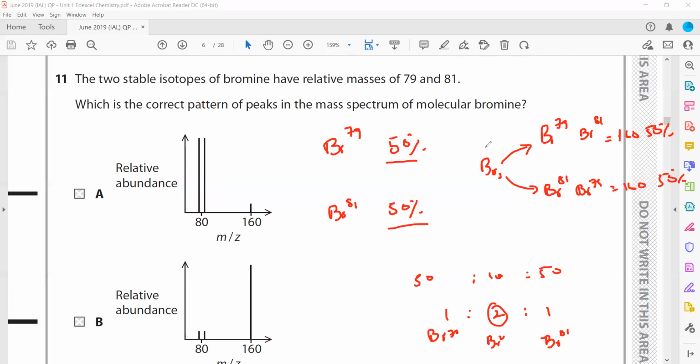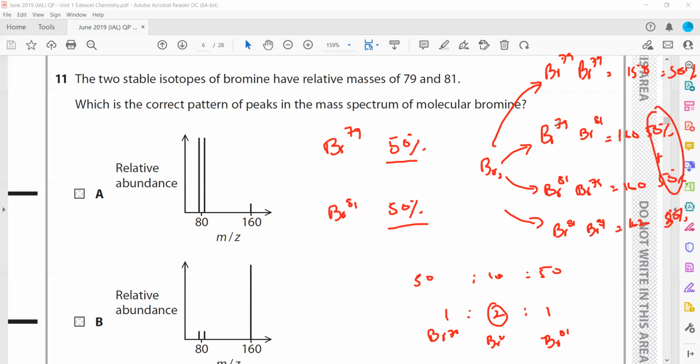And the second possibility, how many peaks per molecule will be there? Maybe both of the two atoms in the molecule are 79. If both of them are 79, we'll get a peak at 158, and this will be 50%. And if both of them are bromine 81, we'll get a peak at 162. So that is also 50%. So 100% is there for bromine.